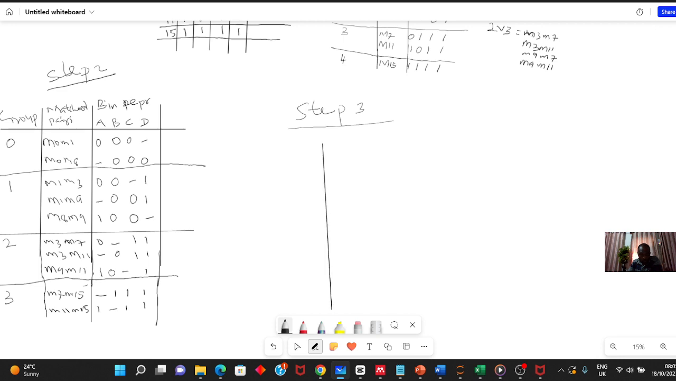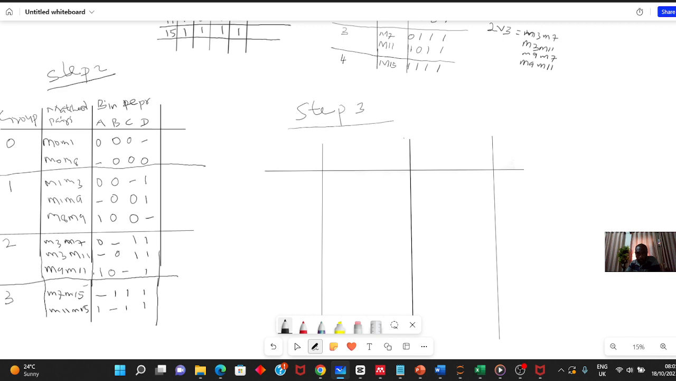So let's have our table, first group. So we have our group, we have a match pair, we have a binary representation in terms of A, B, C, D. So our first grouping, group of zeros, we are going to match.